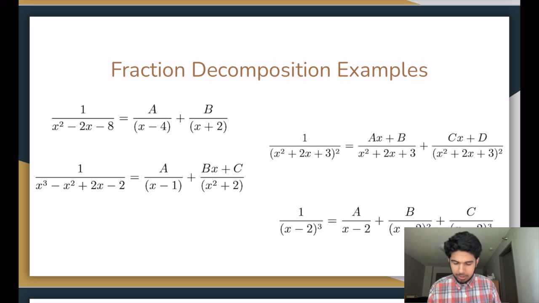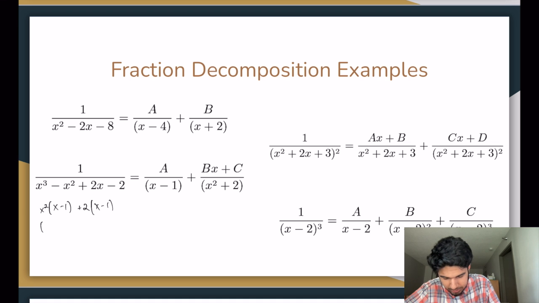Okay, let's take a look at the one right below it. The denominator factors into, well, we can factor an x squared out of the first two terms to get x minus 1, and then we can factor out a 2 from the second two terms to get x minus 1. So this all comes together to x squared plus 2 times x minus 1. So we're taking the integral of 1 over x squared plus 2 times x minus 1 dx.